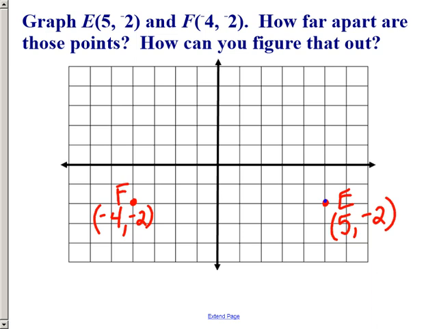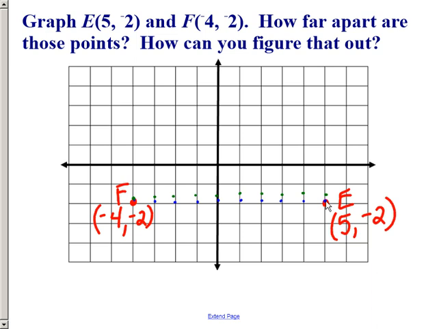Start with your pencil point on E, and then count how many spaces it is to F. And remember, just like when we count in a game, we don't count until we actually move. So we count 1, 2, 3, 4, 5, 6, 7, 8, 9. It's 9 units from point E to point F. Now, if we count going the other way from F to E, starting at F, don't count until you move: 1, 2, 3, 4, 5, 6, 7, 8, 9. It's 9 units from F to E.